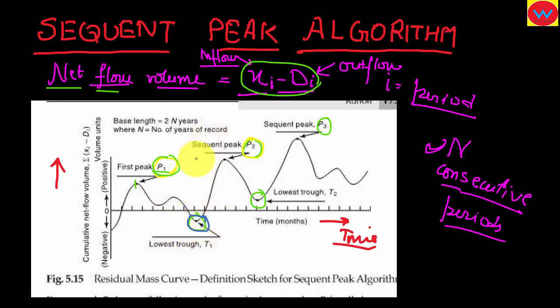So first we calculate P1 and P2, and then in between P1 and P2 we look at T1. So we calculate P1 minus T1 in the first step. This is your first step.